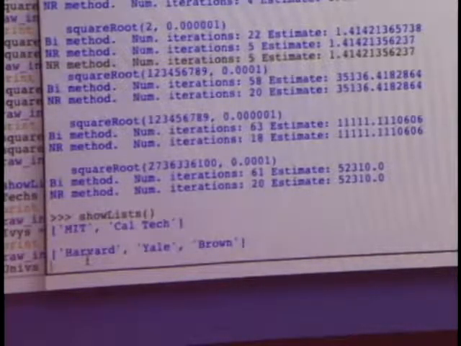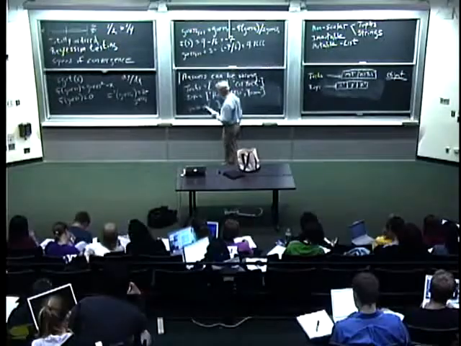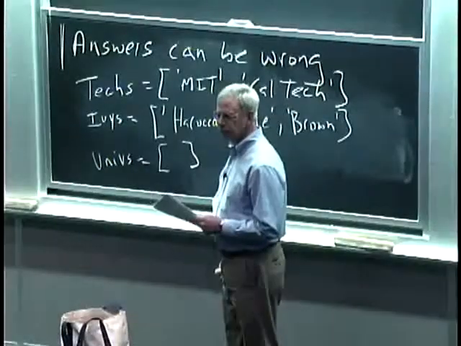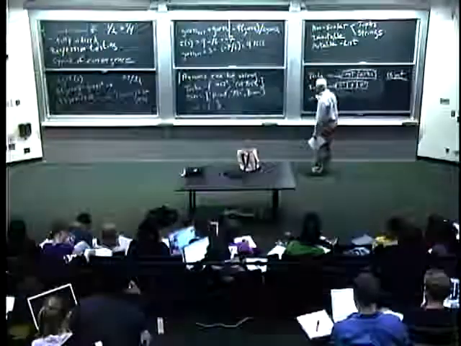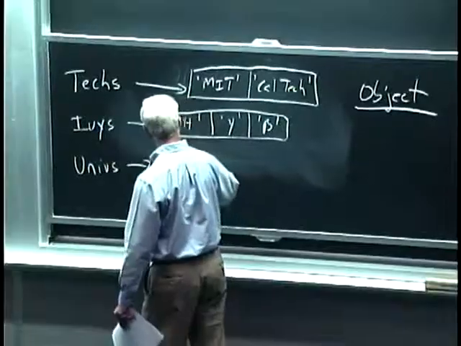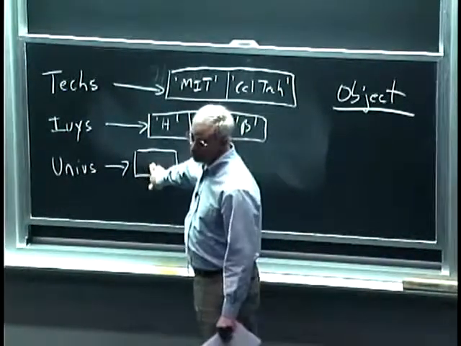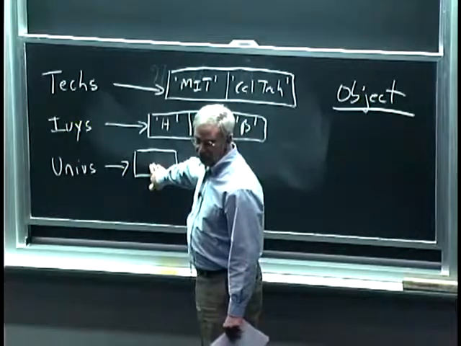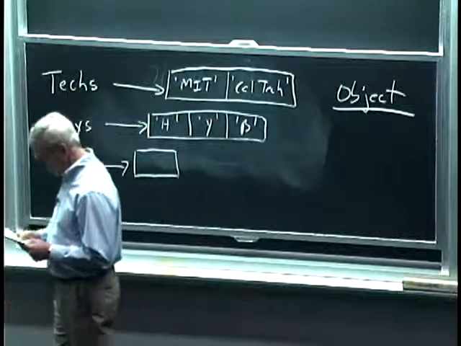Now, let's say I have Unevs, for universities, equals the empty list. That would create something over here called Unevs, a variable. And it will point to the list, an object that contains nothing in it. This is not the same as None. It does have a value. It just happens to be the list that has nothing in it.